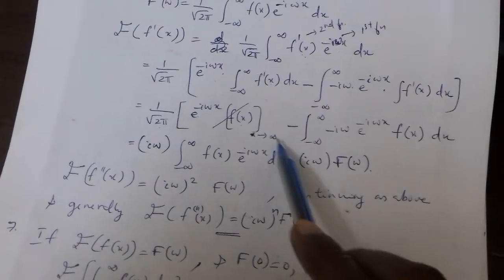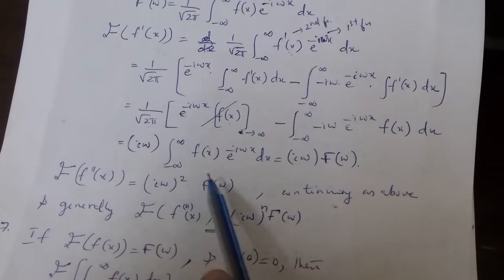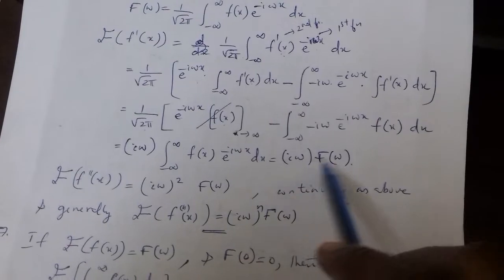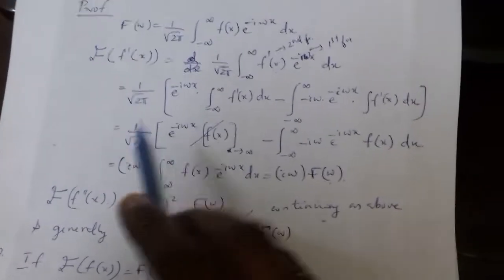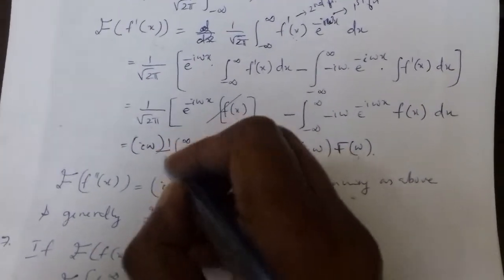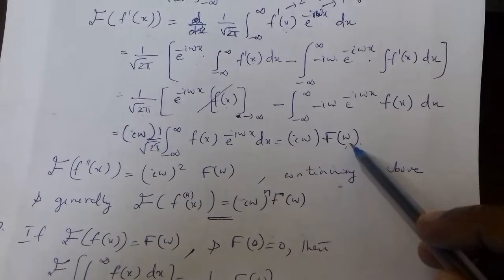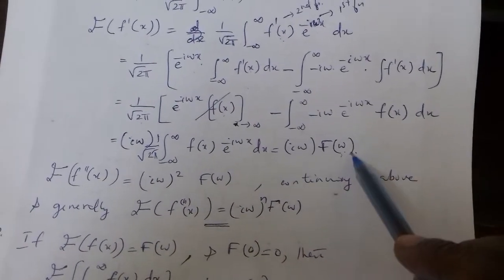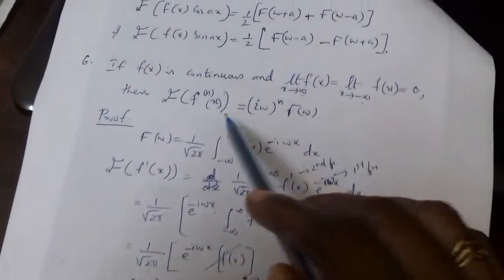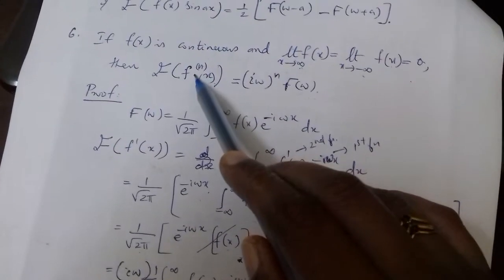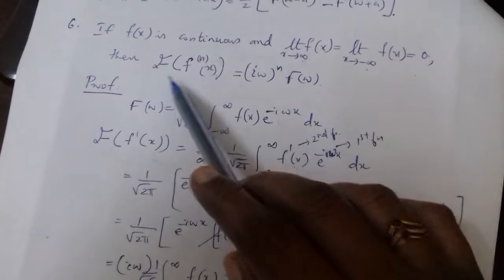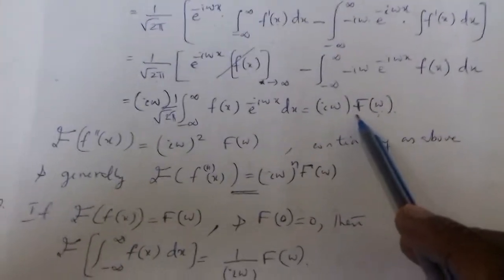And this is, from the definition, F of omega, and we have 1 by root of 2 pi also. So 1 by root of 2 pi here, so it is F of omega. So i omega into F of omega. So the result is true for n is equal to 1. The Fourier transform of f dash of x is i omega into F of omega. That we have proved here.